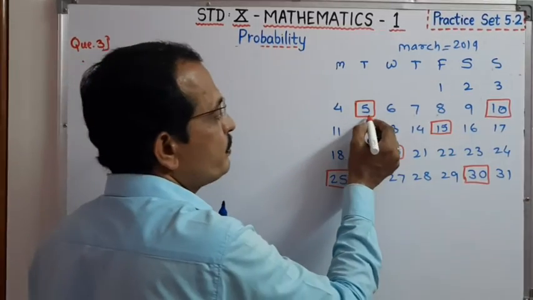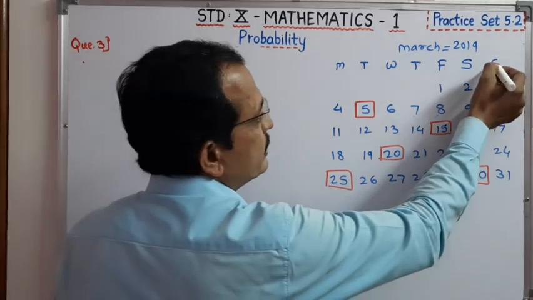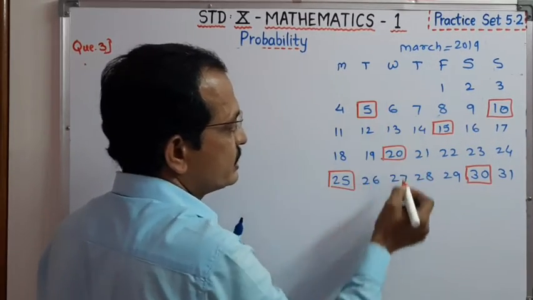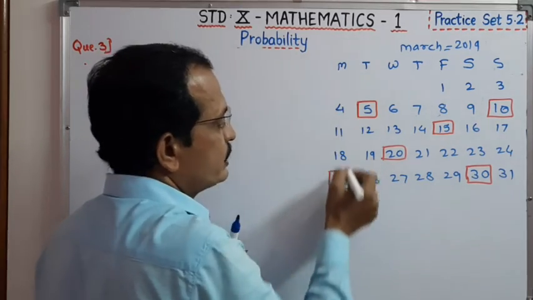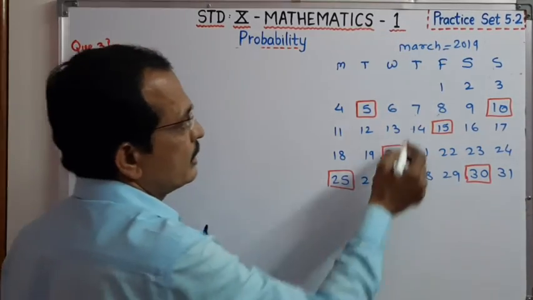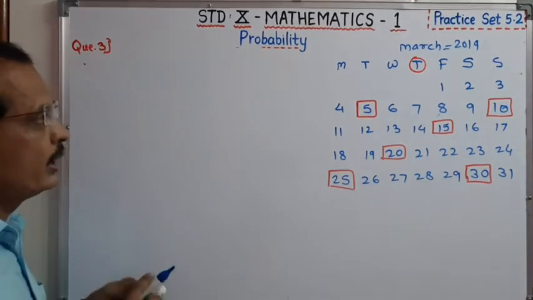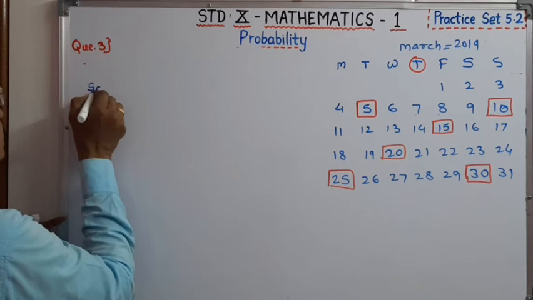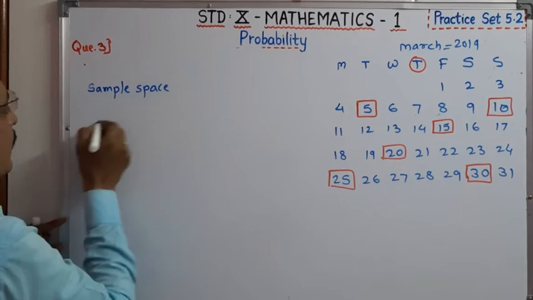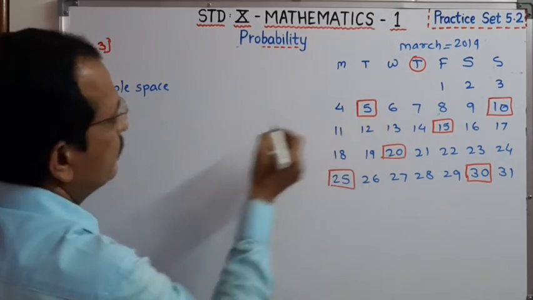Now on the 5th date, the day is Tuesday. Then 10 it is Sunday. 15 it is Friday. Then 20 it is Wednesday. Then 25 it is on Monday. And 30 it is on Saturday. All the days are there except Thursday. Therefore, we have to write the sample space S is equal to, first of all, we have to write Tuesday.